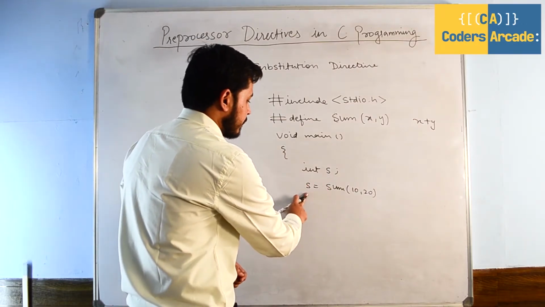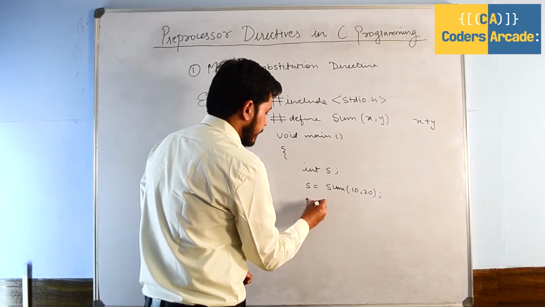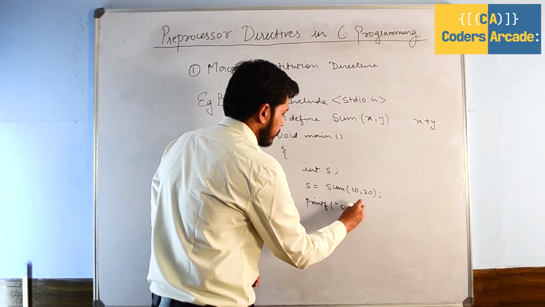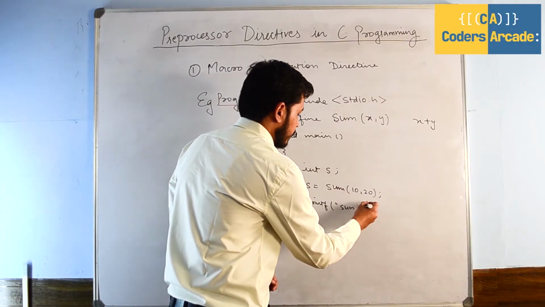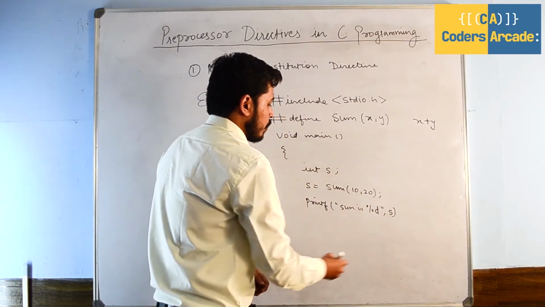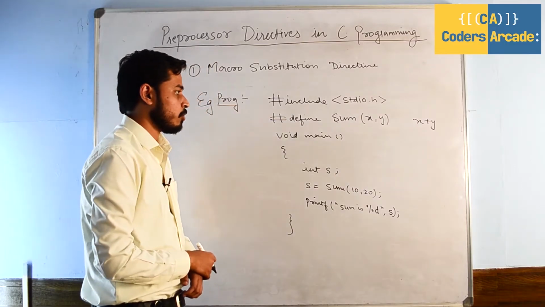So this is inside this s. All right. Now in the next step, I am going to print it out. So printf, sum is %d, s. What does this mean? And this is closed. We closed our program.